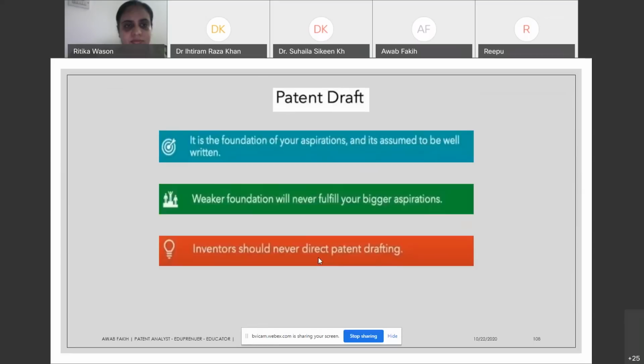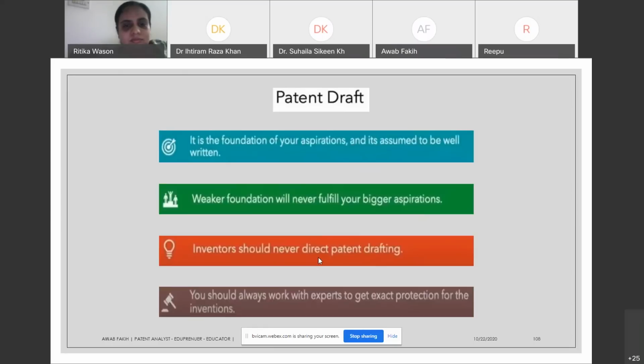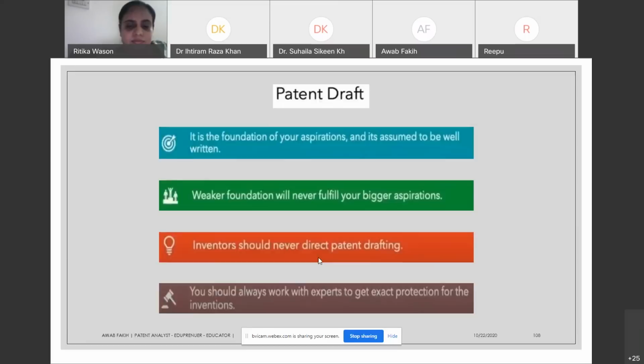Patent draft, my dear friend, this is the heart of the patent application. That is the reason you hire a patent professional. You have invented it and you are very good at drafting it, but the way it should be drafted from the examiner's point of view, that is the reason you need to hire a patent attorney or patent agent. That is the heart of your patent application. So this drafting skill set is utmost important while filing an application.